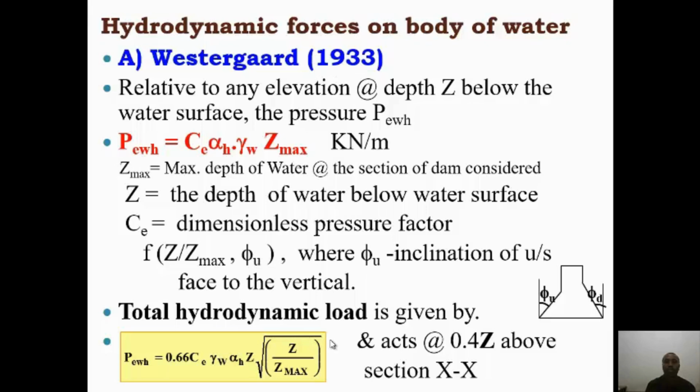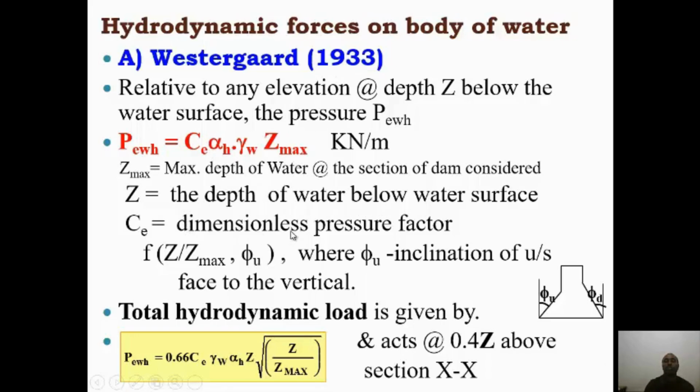According to Westergaard, relative to any elevation at depth z below the water surface, the earthquake pressure of water will be given by this equation: Ce alpha h gamma w times z max. Here z max is the maximum depth of water at the section of the dam. Consider any section; above that you can calculate the hydrodynamic pressure force at any depth z below the water surface.